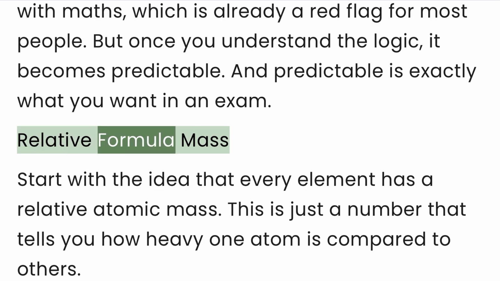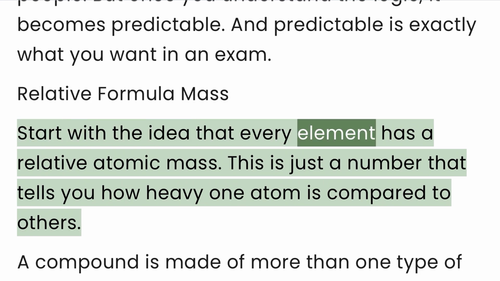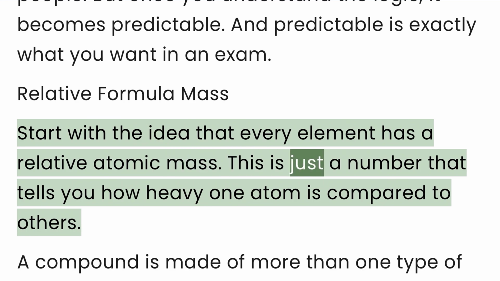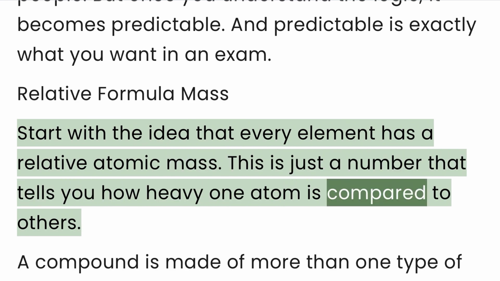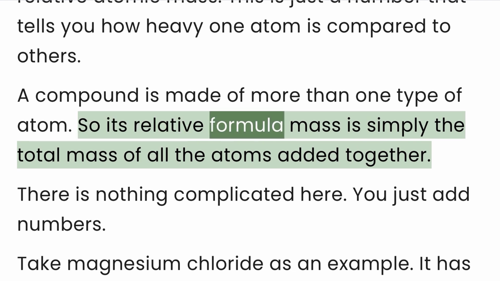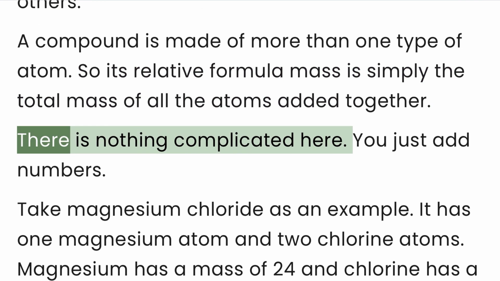Relative formula mass. Start with the idea that every element has a relative atomic mass. This is just a number that tells you how heavy one atom is compared to others. A compound is made of more than one type of atom. So its relative formula mass is simply the total mass of all the atoms added together. There is nothing complicated here.